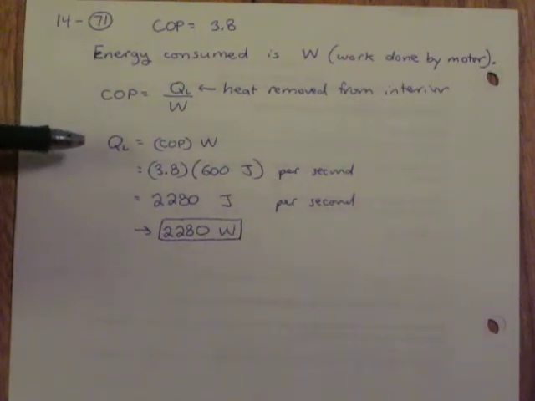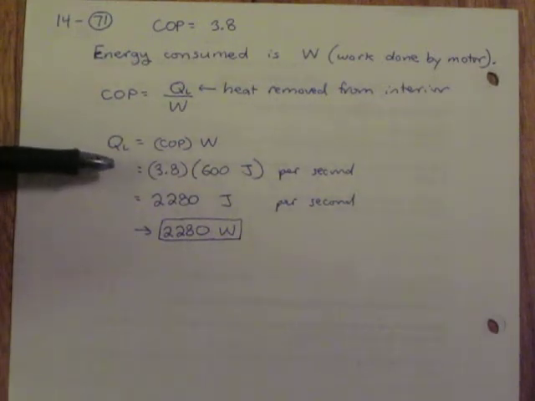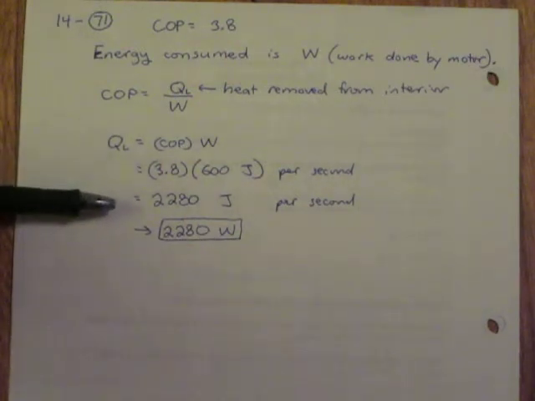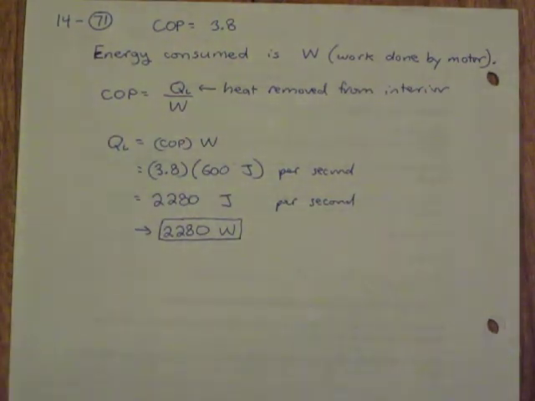And so if we want to know what Q sub L is, the heat removed from the interior, algebraically we can see that's the coefficient of performance times work, which is 3.8 times 600 joules. We keep in mind that this is every second that passes by. So we get 2280 joules per second, which is 2280 watts.